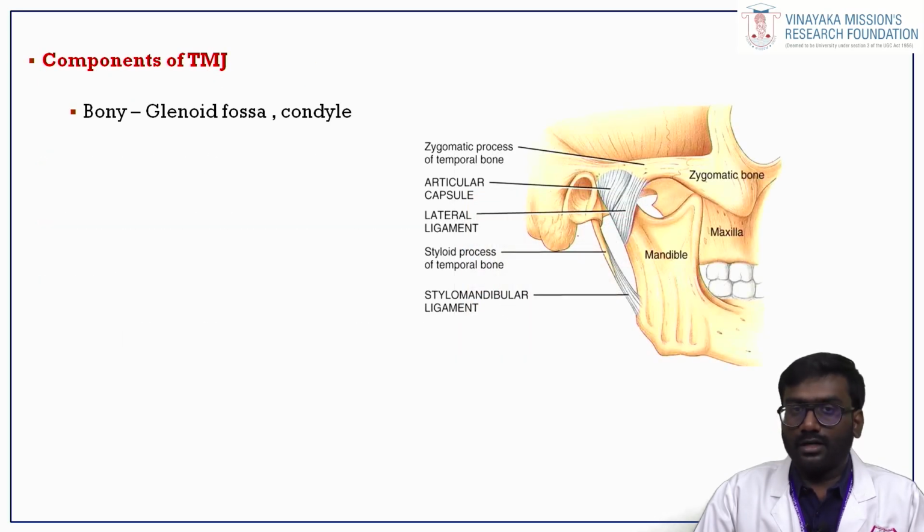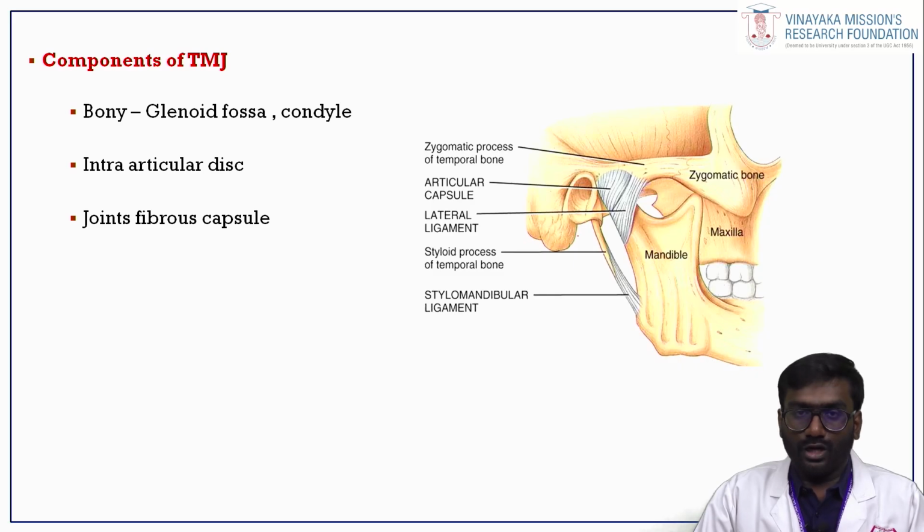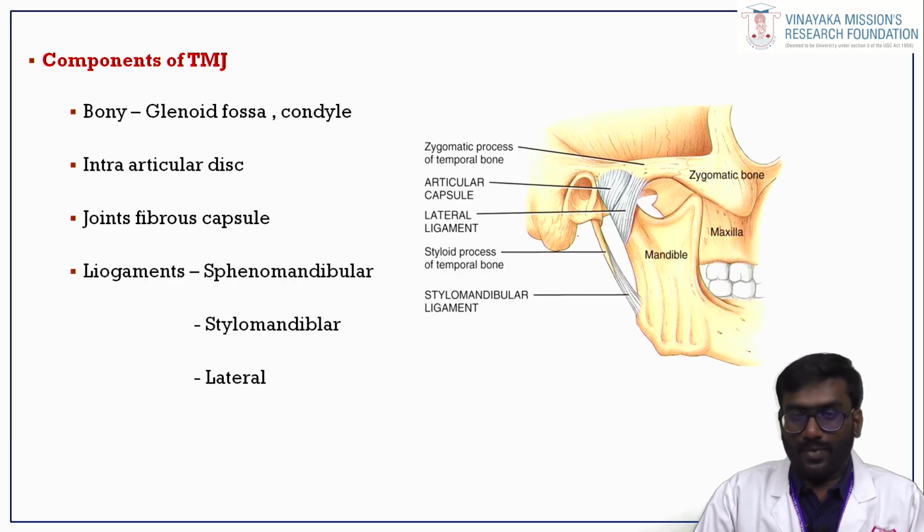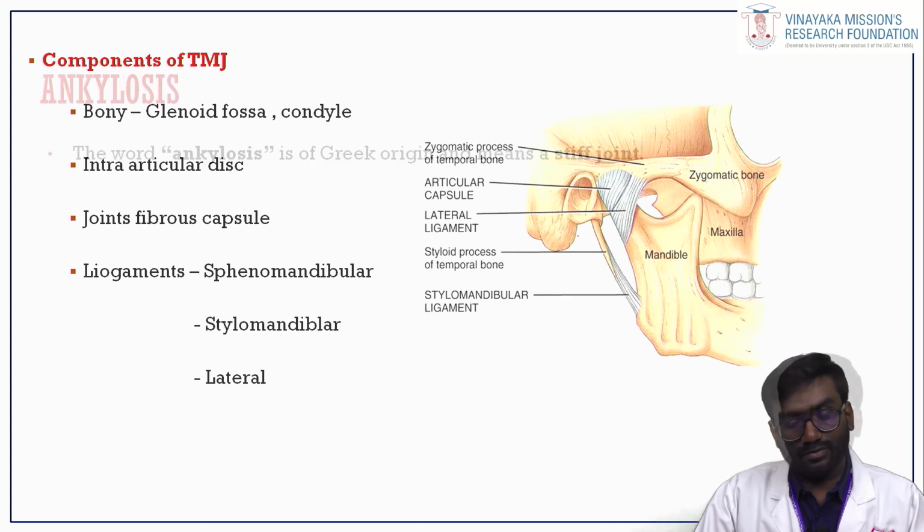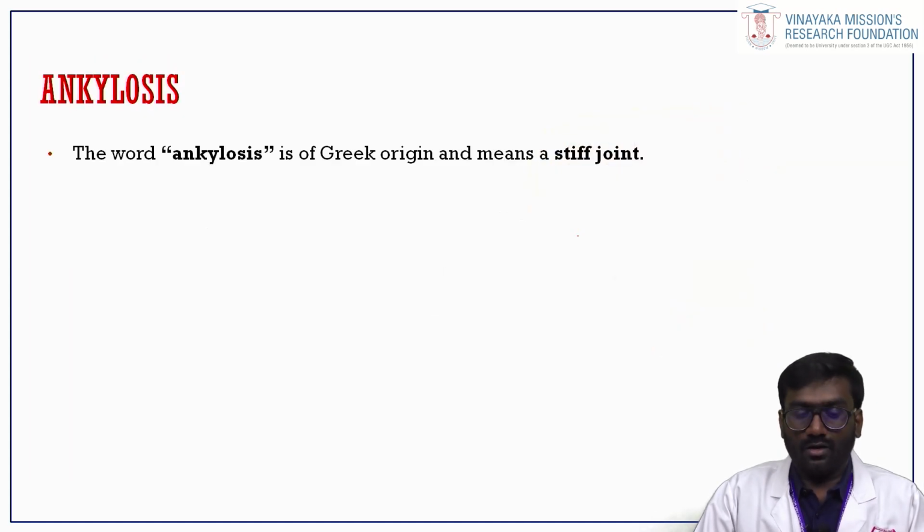Moving on to the components of this joint, the bony components are the glenoid fossa and the condyle. In between these two bony components you have the interarticular disc, and the entire joint is surrounded by a fibrous capsule. Apart from that you have certain attachments of ligaments such as the sphenomandibular ligament, the stylomandibular ligament and the lateral ligament. Moving on to the topic for today's lecture, what do you mean by the term ankylosis?